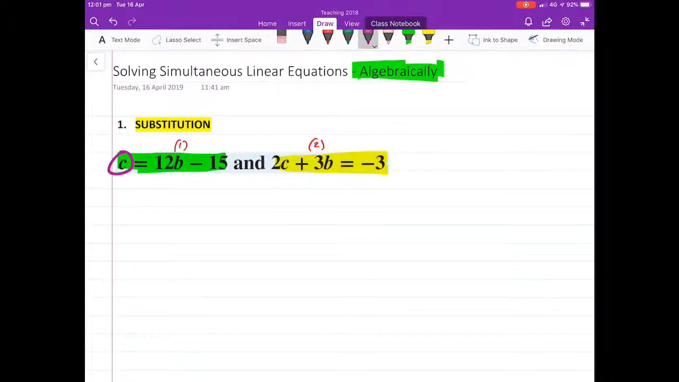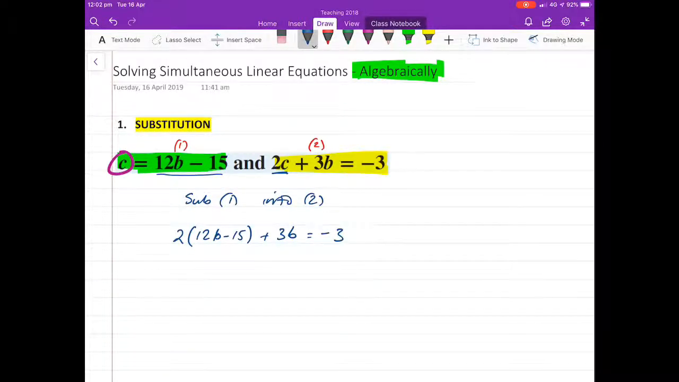So we're going to put that into equation 2, which will help us isolate one of the variables, okay? So, a little note to ourselves, we're going to sub equation 1 into equation 2, all right? Now, equation 2 says 2 lots of C, but we now know that C equals 12b take 15. So instead of saying 2 lots of C, we're going to say 2 lots of 12b take 15, okay? And then the rest of it remains the same, plus 3b equals negative 3. All right, so all we've done is put this over here where we see that variable C, okay?